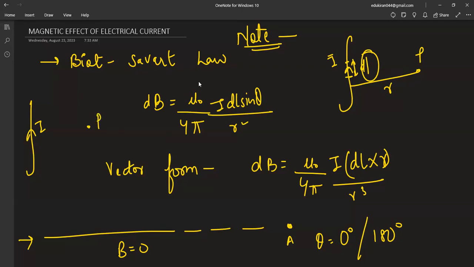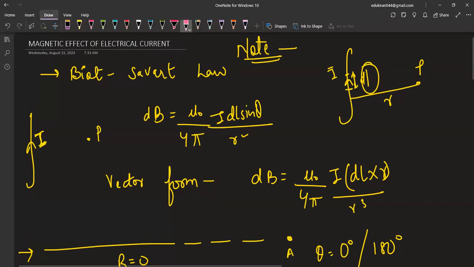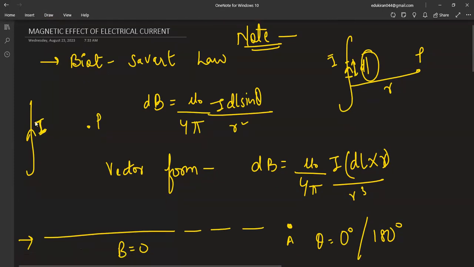So mu naught by 4 pi is a similar constant to 1 over 4 pi epsilon naught. This we put. Then we write I. I is the current that is flowing across it. And then we talk about DL. DL is the current element. That is a small portion of the wire. If I cut it, that is the small portion of the wire. So mu naught by 4 pi is the constant, I is the current, DL is the current element.